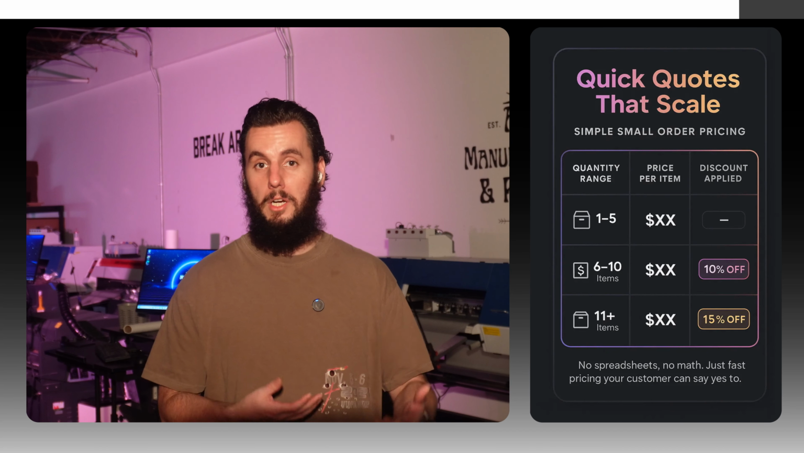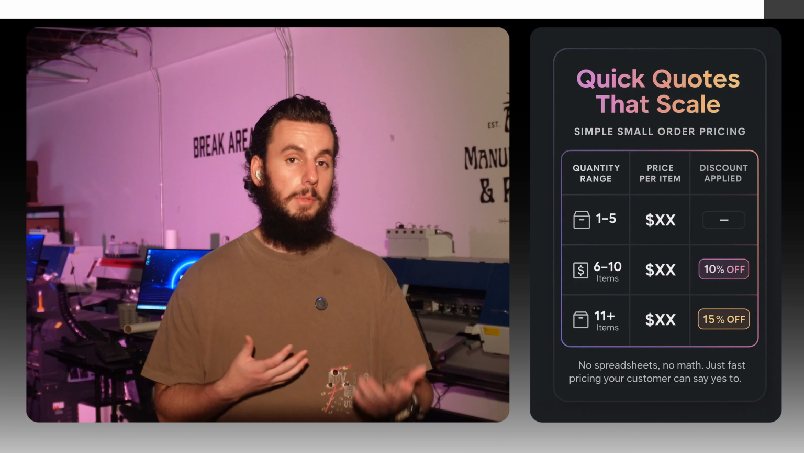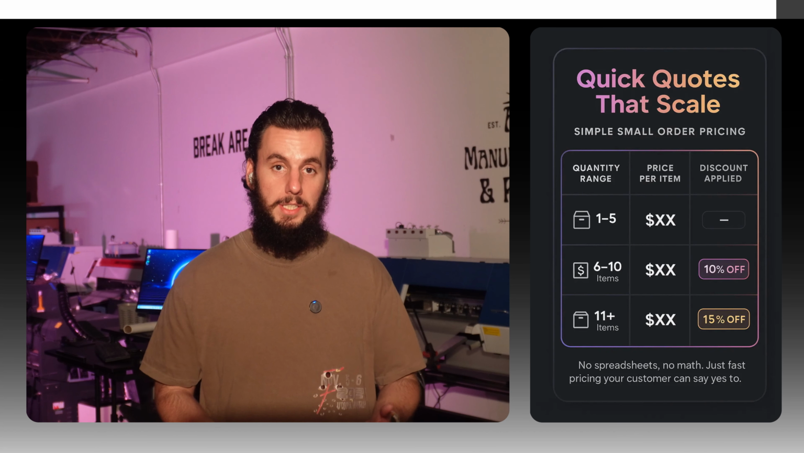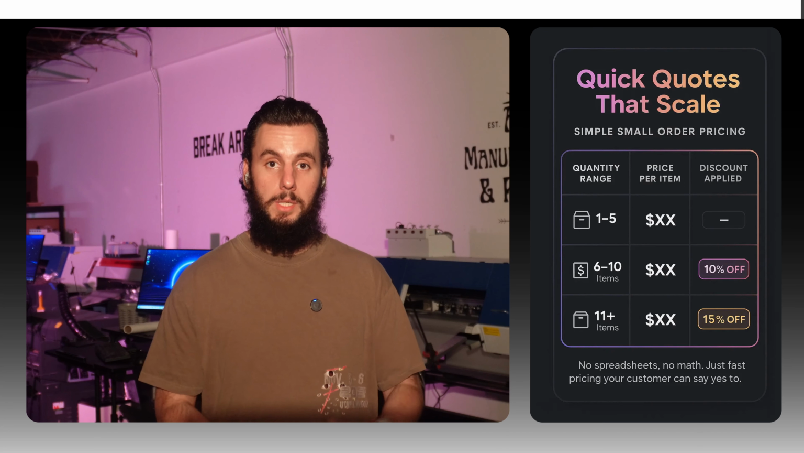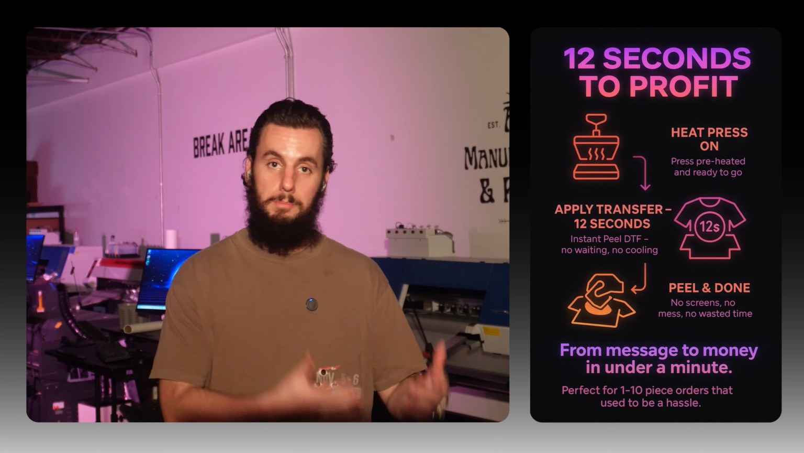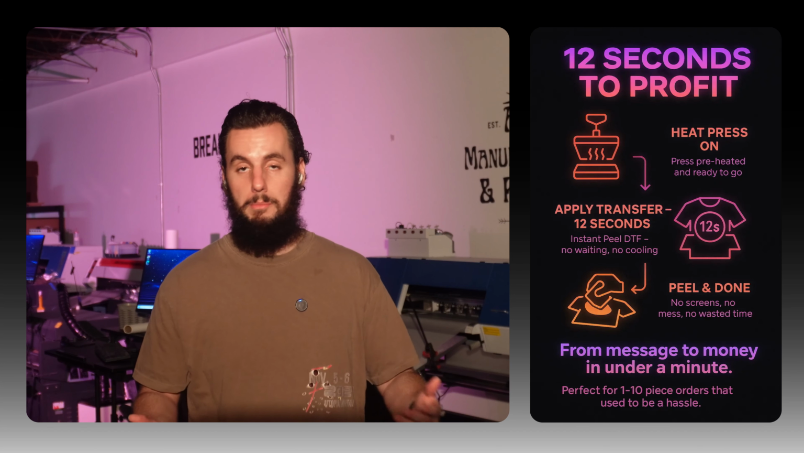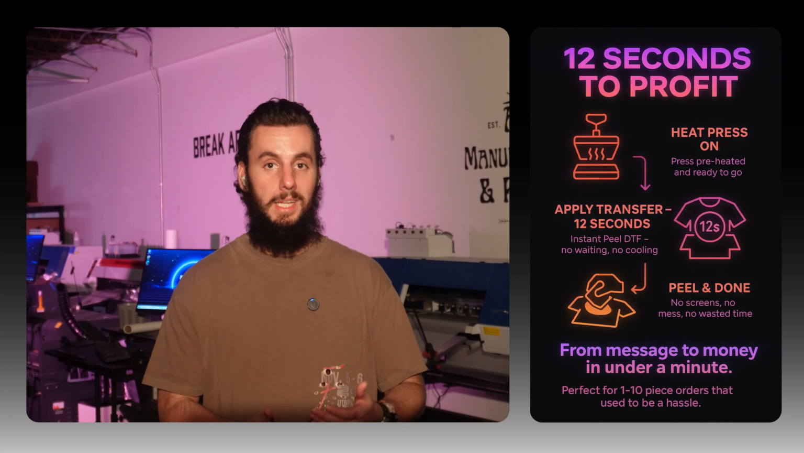If your customers are ordering something like 1 to 5, 6 to 10, and so on, you don't want to overcomplicate this, but offering a discount for ordering bulk is a good thing. You just want to be able to give them the price quickly. Using DTF transfers is super fast. As long as your heat press is turned on, you press it on for 12 seconds. When you use our instant peel transfers, you can peel it literally on the heat press and you're done.